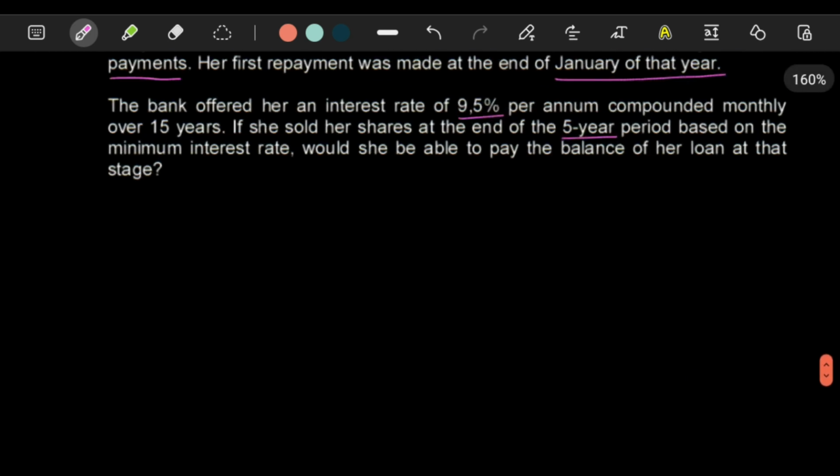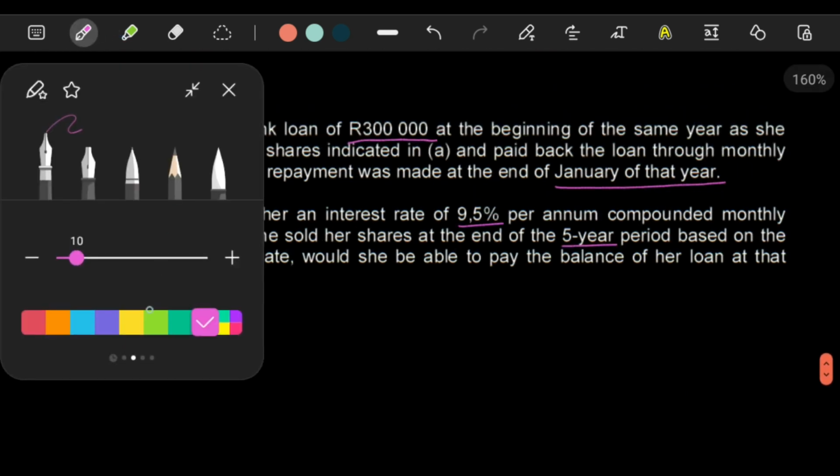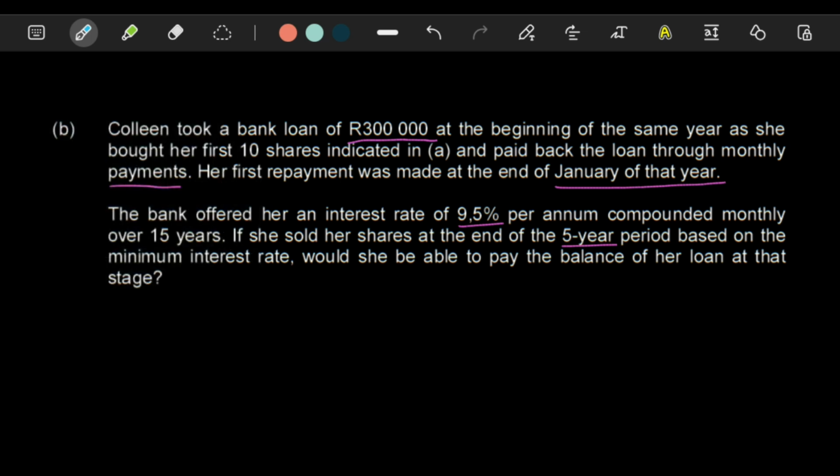It's an 8-mark question, so it's a lot of writing, but it's not complicated at all, because all we have to do here is to work out the balance of the loan after 5 years, and then see if the balance of the loan is smaller than how much her shares would have been worth. So this is actually not a difficult question. She took out a bank loan of 300,000.